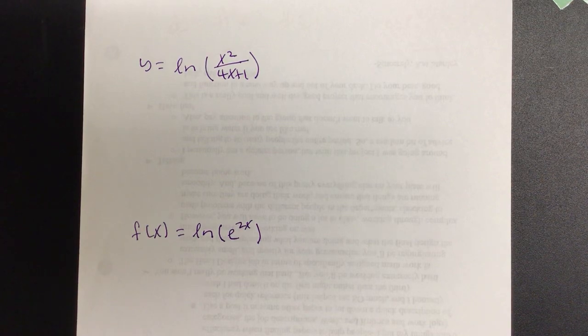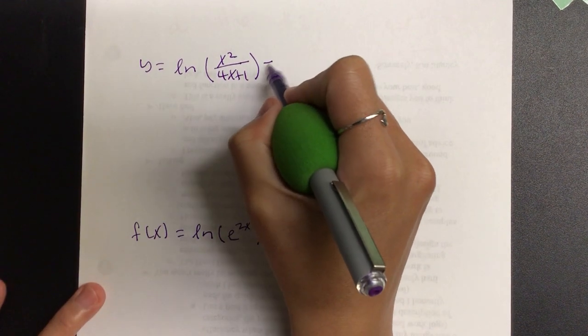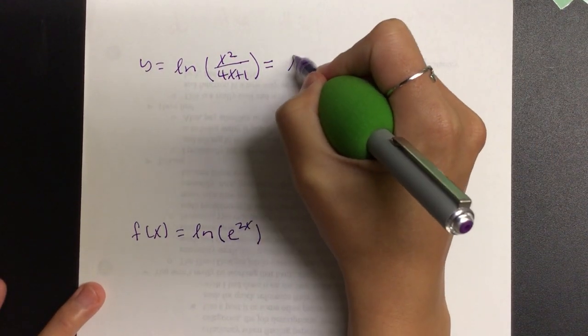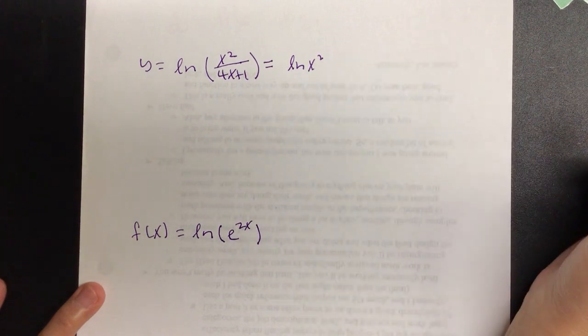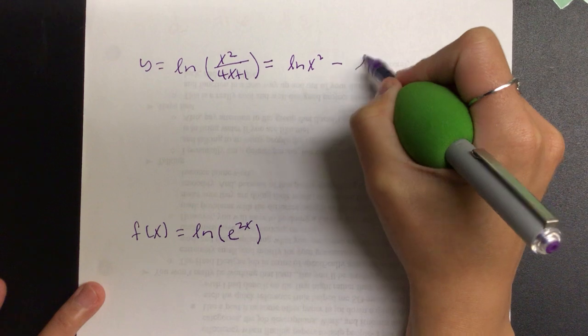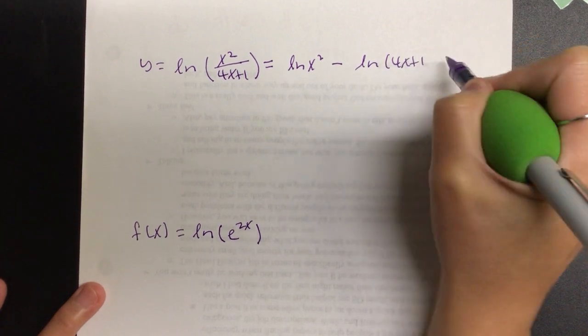So on the first one, the first thing we should do is what? Expand it. Okay, so I'm just gonna rewrite it. We're not deriving yet. When I expand this, we get natural log of x squared. And what operation separated the fraction in the natural log? Minus natural log of 4x plus 1.